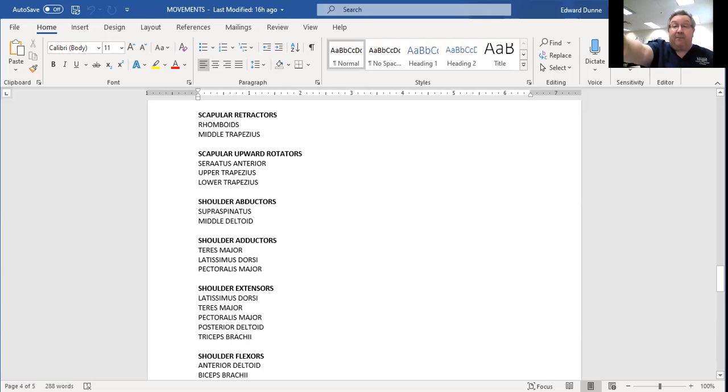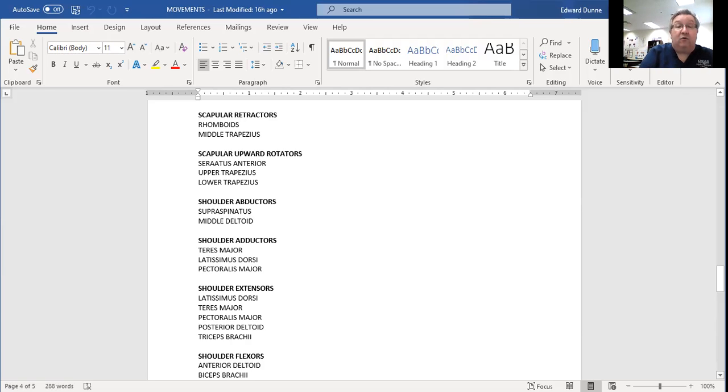The muscles that bring it back are the rhomboids. Remember those rhomboids going in a diagonal? They come from the vertebra and attach to the medial border, as well as the middle trapezius. The middle trapezius comes across. All right, the middle trapezius has an origin at the acromion process. It goes from the acromion process to the medial border of the scapula. So scapular retractors bring the scapula back from a protracted position.